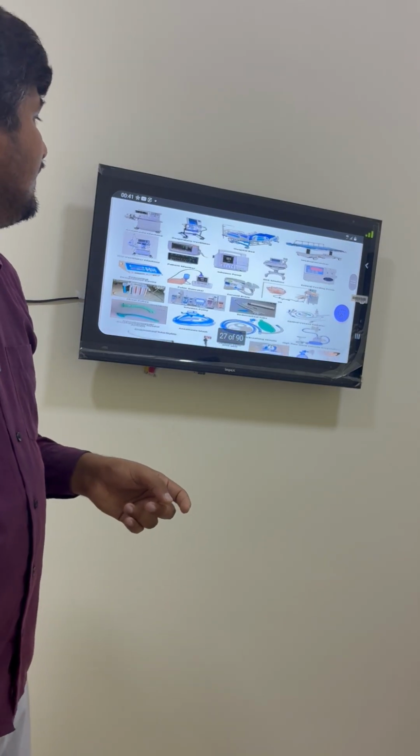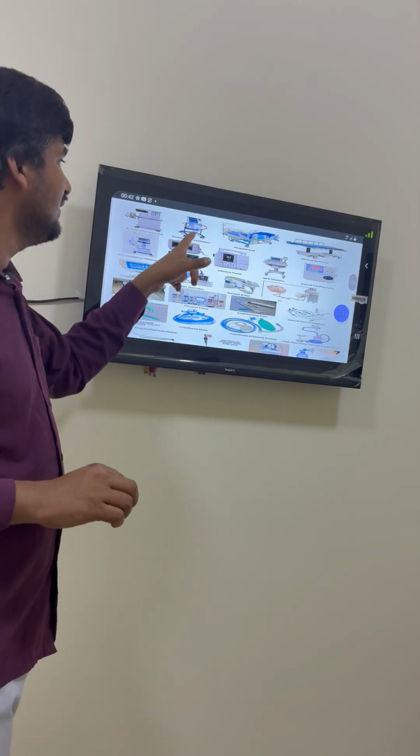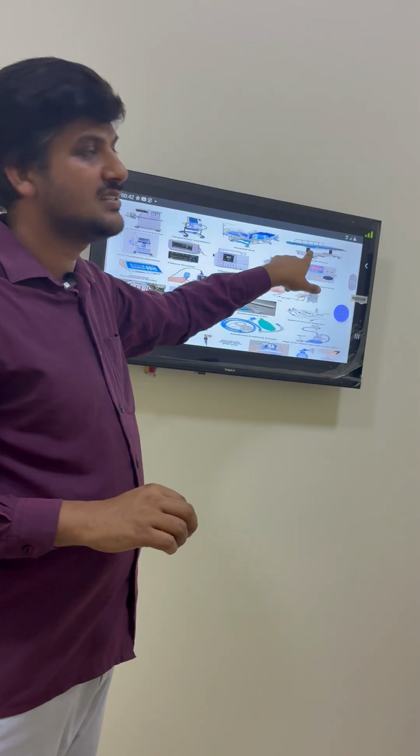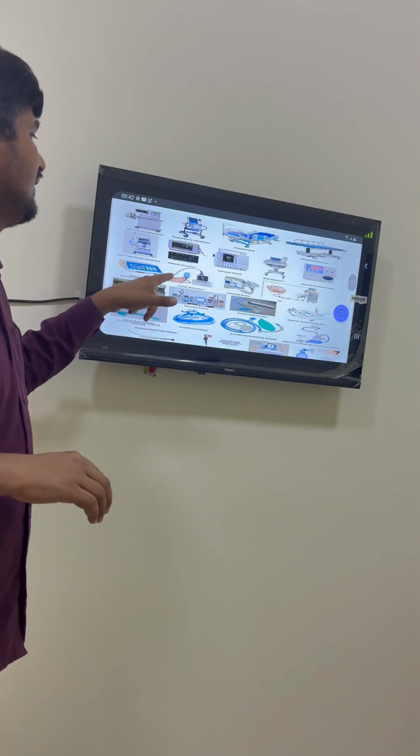Here are some of the instruments. See the anesthesia machine, usually used in the OR. Here the respirator, ventilator, you can see the hospital bed, and then usually the stretchers. In the ER, the emergency room, we can see here. Here also a ventilator is there.